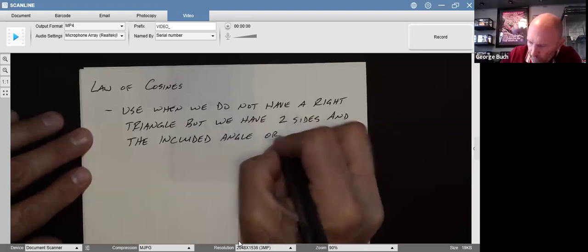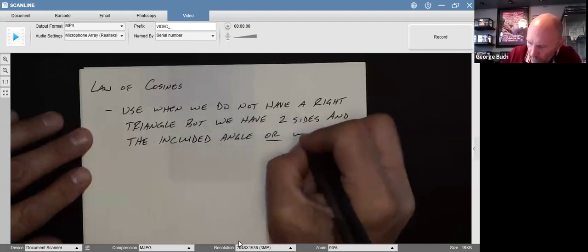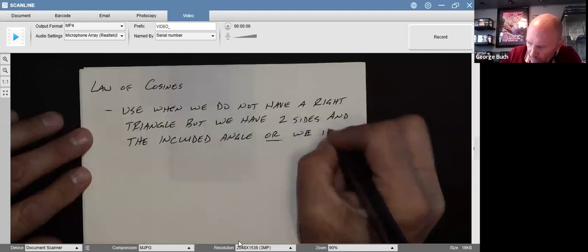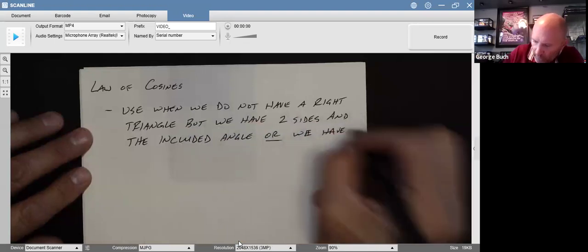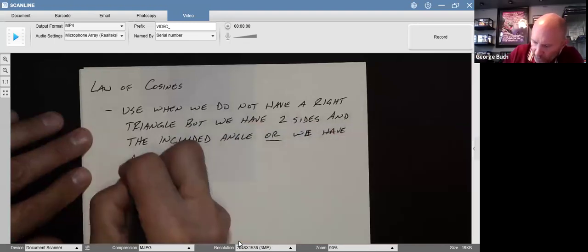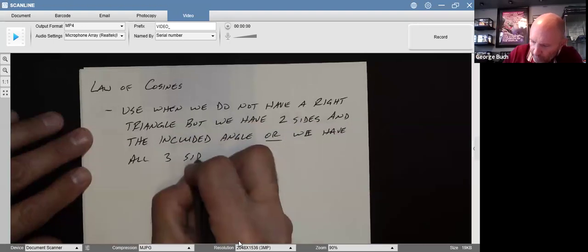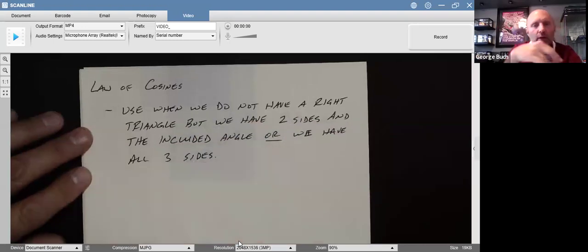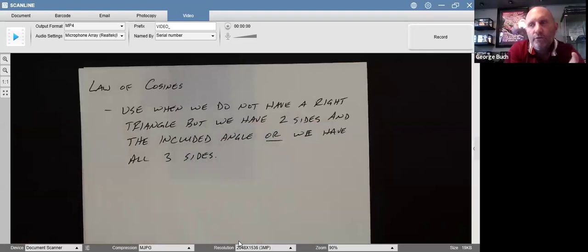Or we have all three sides. So if we're given a triangle and we have side A is 3, side B is 5, and side C is 6, I can figure out all the angles in that triangle using law of cosines.